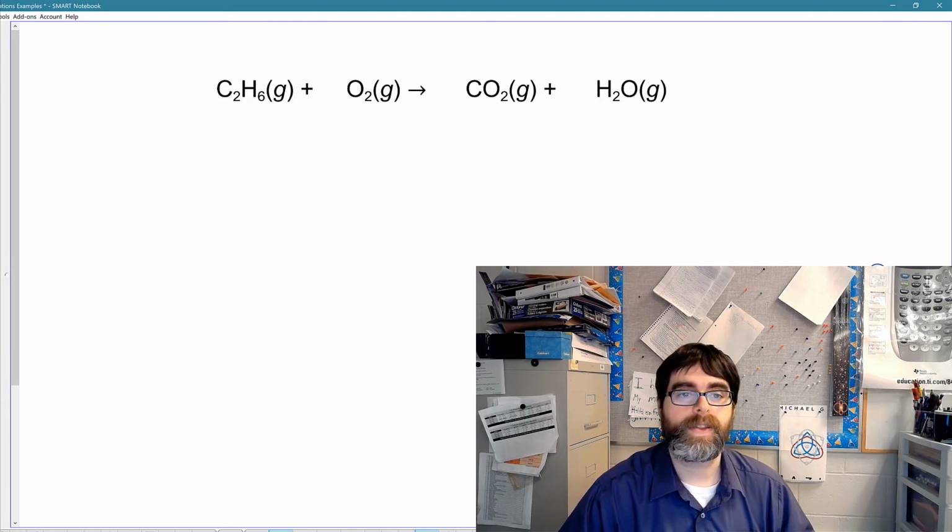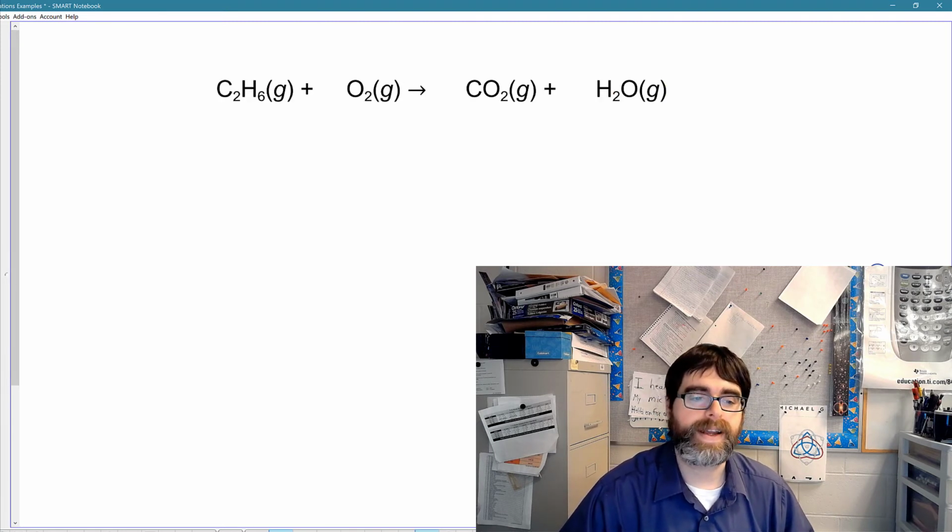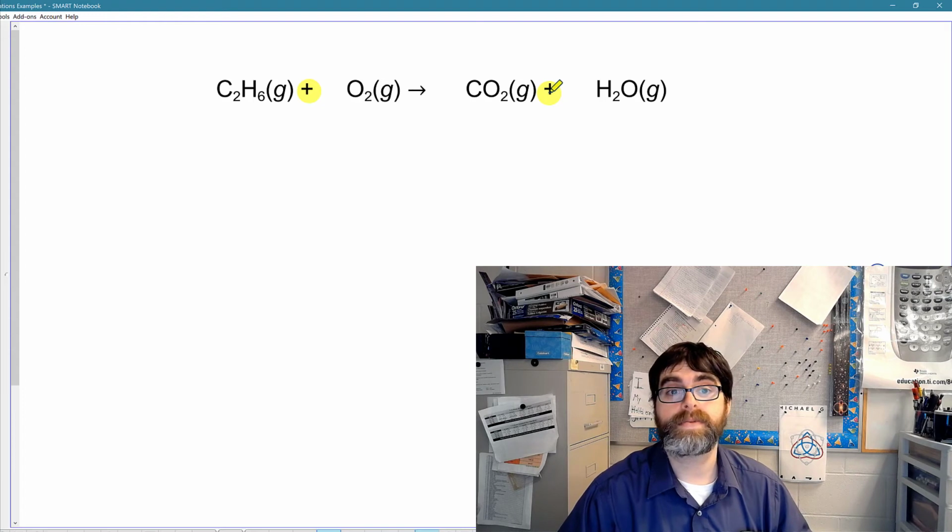Now, if you've been following along with your older notes, you're going to know exactly what kind of reaction this is. But here we have plus signs on both sides of the reaction equation. That implies a replacement reaction.